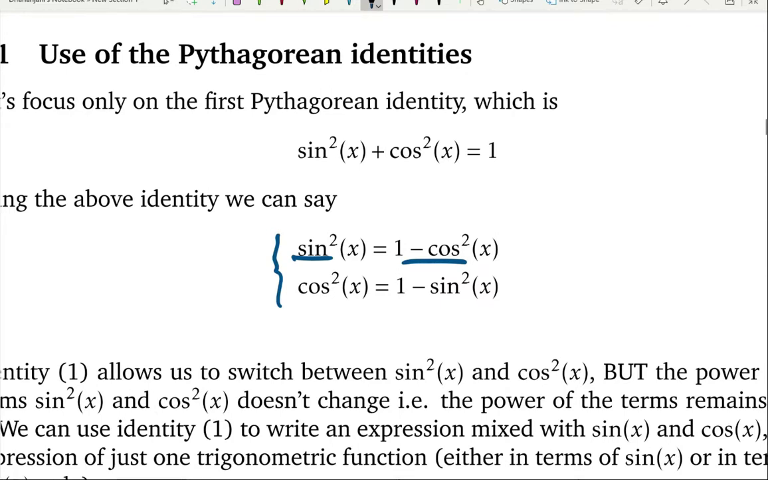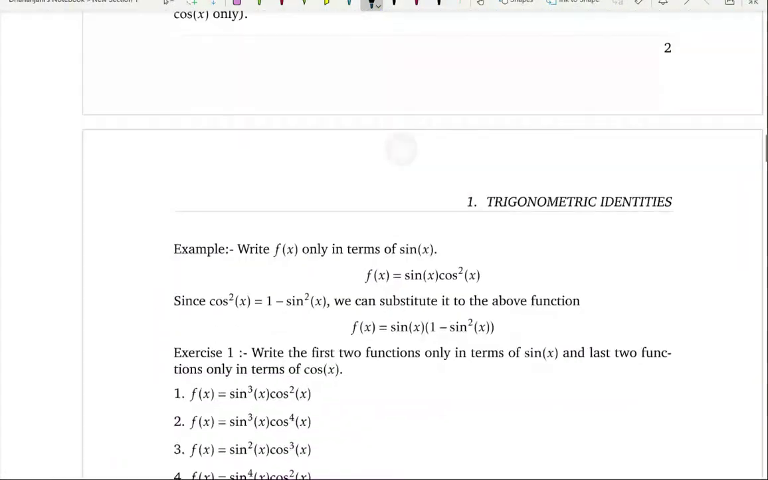We can't use the Pythagorean identity to do any adjustment, right? Because the Pythagorean identity will always give you a power of square, even though you trade sine and cosine between. If you switch between sine and cosine, that's an important thing. You can't reduce the power using the Pythagorean identity.